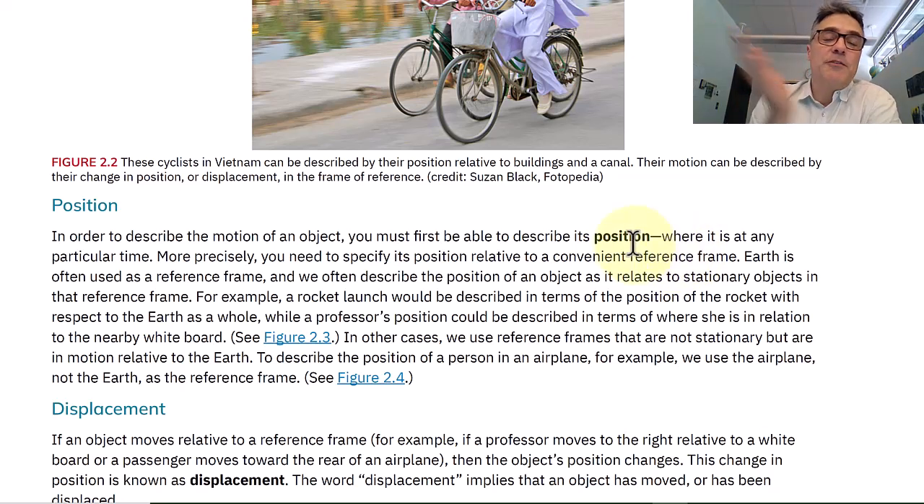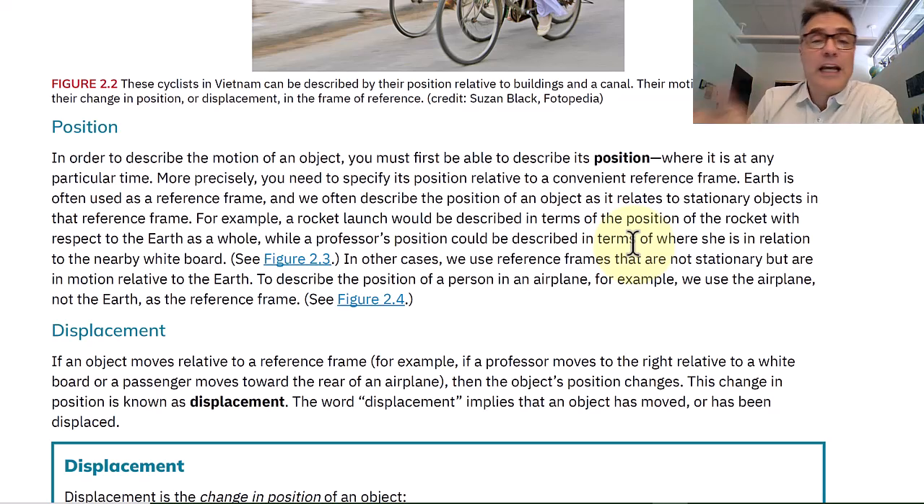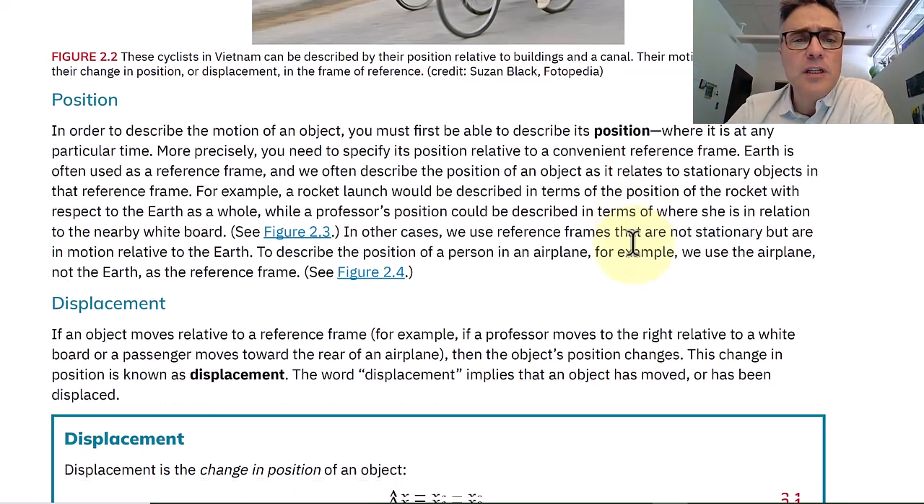Position. So if you have, for example, a coordinate system with an x-axis and an origin, then your position on the x-axis is a number, which could be positive or negative, depending if you're on one side of the origin or the opposite side of the origin. So that's position.